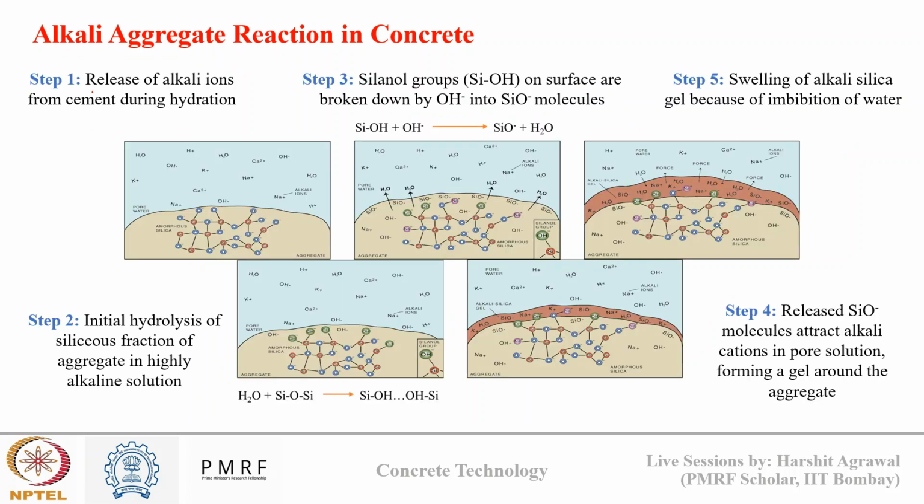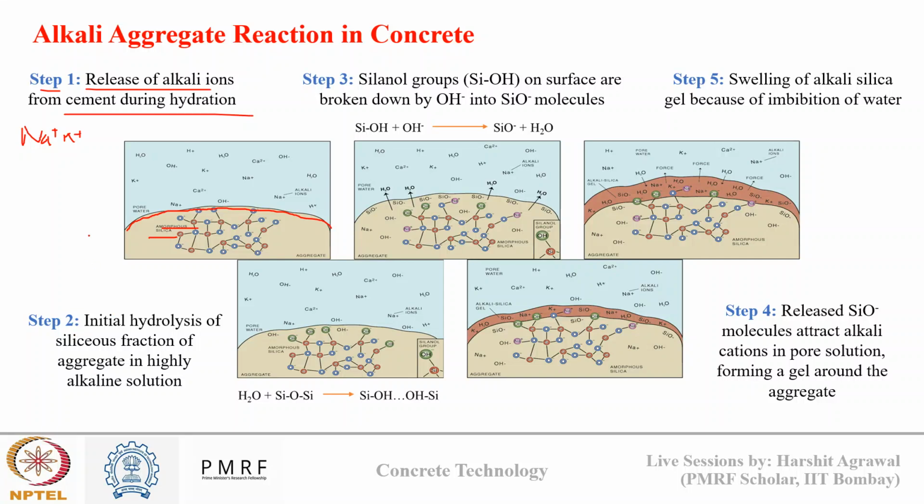Now, how is this alkali silica reaction occurring? First, we have amorphous silica which is present in the aggregate. So this yellow brown colored thing is the aggregate, and that has amorphous silica. Amorphous means reactive silica. During cement hydration, alkali ions are released in the pore solution. So we know when cement hydration occurs, alkali ions Na+ and K+ are released in the pore solution. So the first step is the release of alkali ions in the pore solution during hydration.